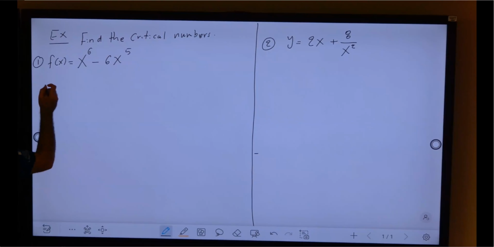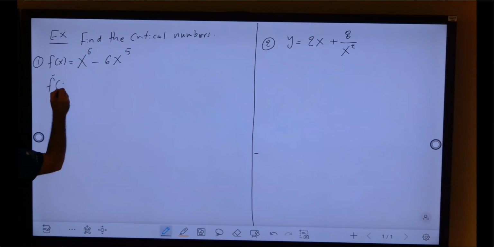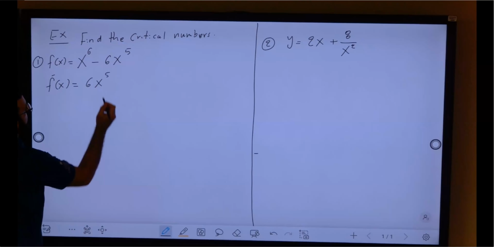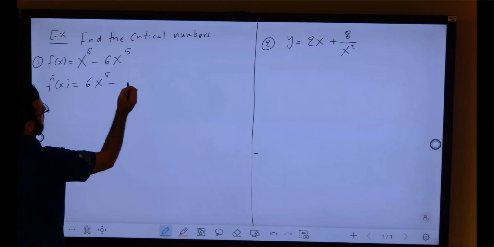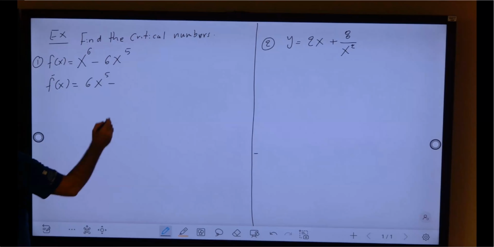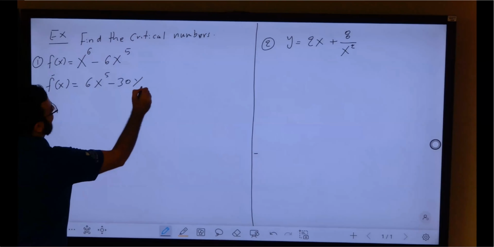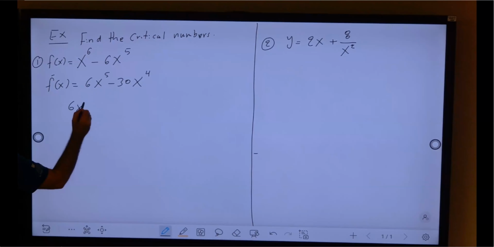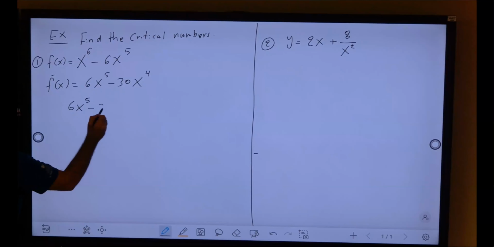So to find the derivative here, f prime of x is going to be 6x to the power 5 minus what? 30x to the power 4. x to the power 4. Okay. Now I'm gonna take the derivative and set it equal to zero.